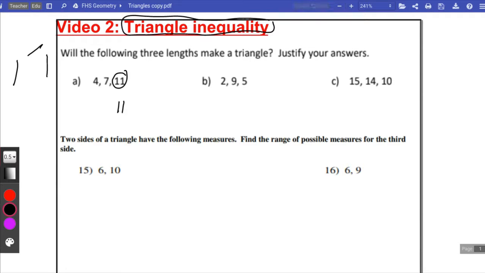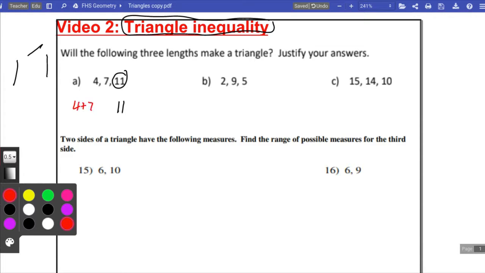So in order for you to know, if I give you 3 numbers, how do you know that makes a triangle? Well, identify the biggest number first. And then the other 2 numbers, add them up. 4 plus 7 will have to be greater than the third number. Has to be greater than 11. Let's find out. 4 plus 7 is 11. Is 11 greater than 11? No. So A will not make a triangle. There's no way possible.